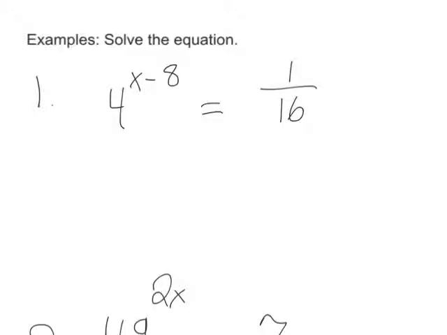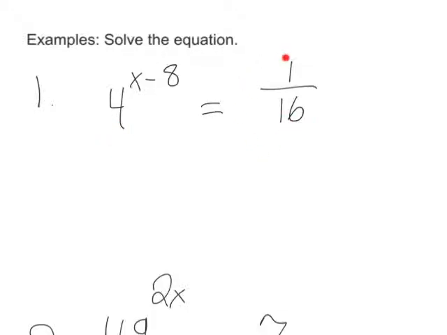All right, here's our first one. 4 raised to the x minus 8 is equal to 1 over 16, okay? So I've already got the 4 to the exponent isolated. I only have one term on the other side, which is good. So now what we have to do is figure out if we can write 1 over 16 as 4 to some power. Okay, well first you probably notice that 16 is a power of 4, right? If we square 4, we're going to get 16.